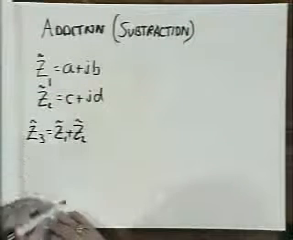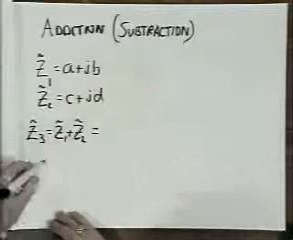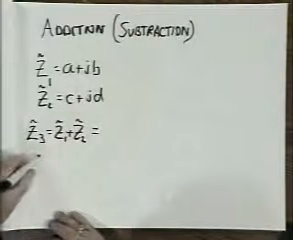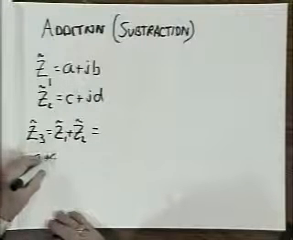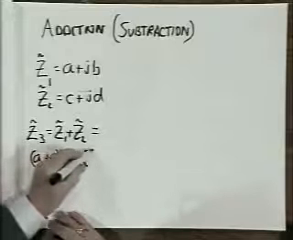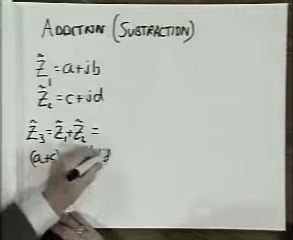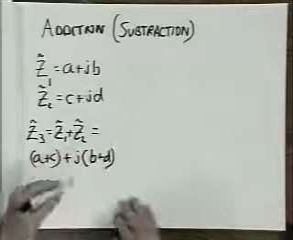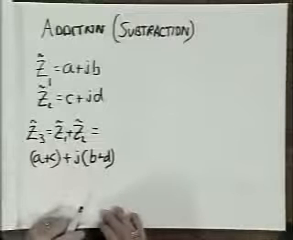Well, it proceeds just as with real numbers. You add the real and imaginary components. When you sum the imaginary components, you put a j in front of that sum, and you sum the real components, and that's the real part of the sum. In other words, z3, the sum of these two complex numbers, is just equal to the sum of the real parts, a plus c, plus j times the sum of the imaginary parts. And had we been subtracting instead of adding, of course, it would just be minus signs.